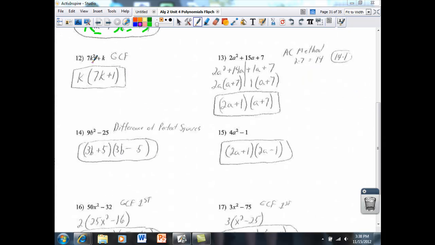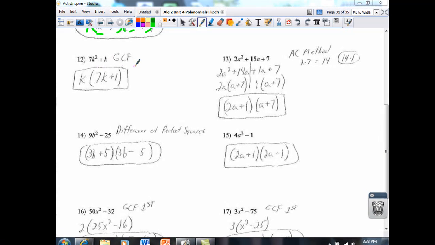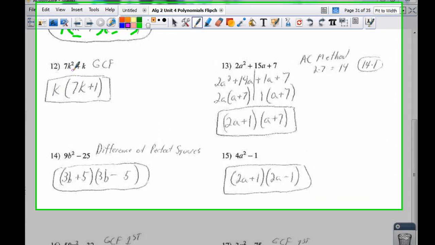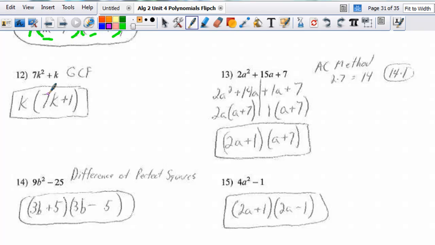Okay, number 12, another case where I can factor out a GCF. The only thing in common is a 1k, so I put a k on the outside. If I factor out a k from the 7k squared, I'm left with 7k. When I factor a k from a k, k divided by k is just a 1. It checks by the distributive property.